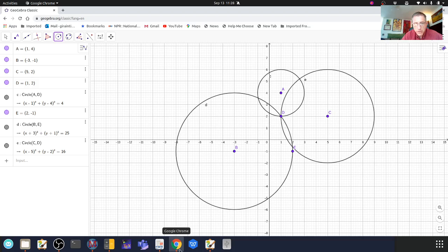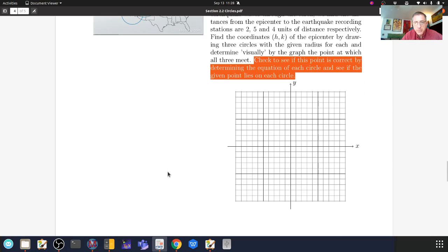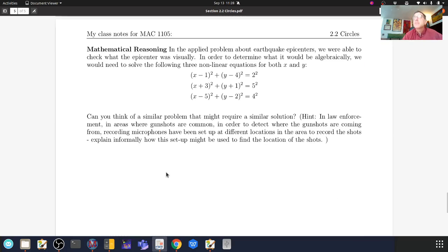Just one other thought question for you, and we'll be done. So here's some mathematical reasoning. In the implied problem about earthquake epicenters, we were able to check what the epicenter was visually. To determine it algebraically, we would need to solve the following 3 nonlinear equations for both x and y. And right there they are. You will not develop techniques in this class to solve it. I would actually have to review my linear algebra to learn how to solve all 3. I know exactly where to look. We did it before in quadratic forms, etc.